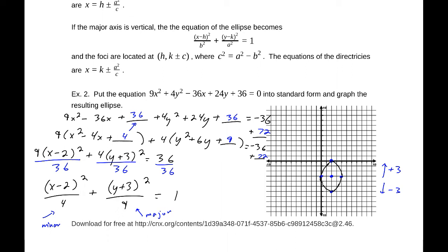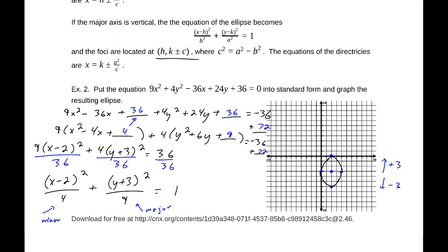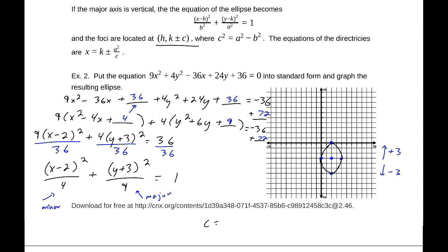Okay. Well, the foci are going to be on either end. Now, what we need to do is find, in this case, our major axis is vertical, so we're looking at that second equation right there to find the foci. h, k plus or minus c. Now, we could find a value of c. c squared equals a squared minus b squared. Well, our a squared is 9. Let's go ahead and write that. 3 squared minus b squared.